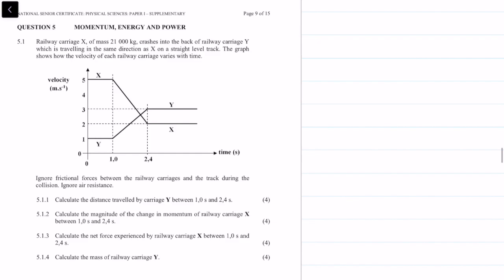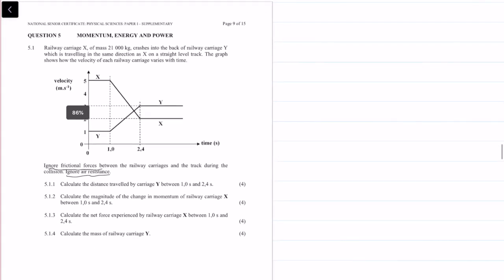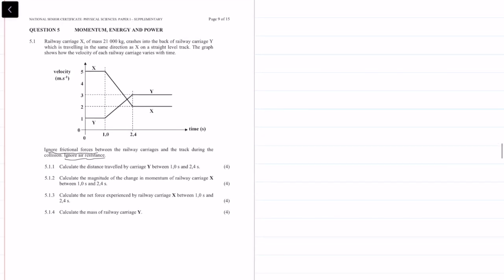Okay, so let's give this question a read. We have railway carriage X of mass 21,000 kilograms crashes into the back of a railway carriage Y, which is traveling in the same direction as X on a straight level track. Then we've got the velocity-time graph, which is shown. Cool stuff, nothing too difficult. Ignore friction forces and ignore air resistance. Okay, let's go into it.